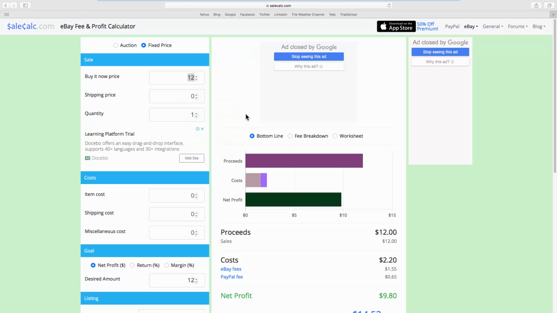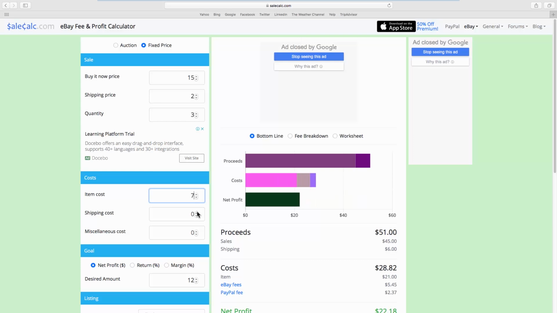Select the format of the sale, auction or fixed price. We use the fixed price calculator. Enter the Buy It Now price, shipping price, and the quantity. Fill in the costs block.